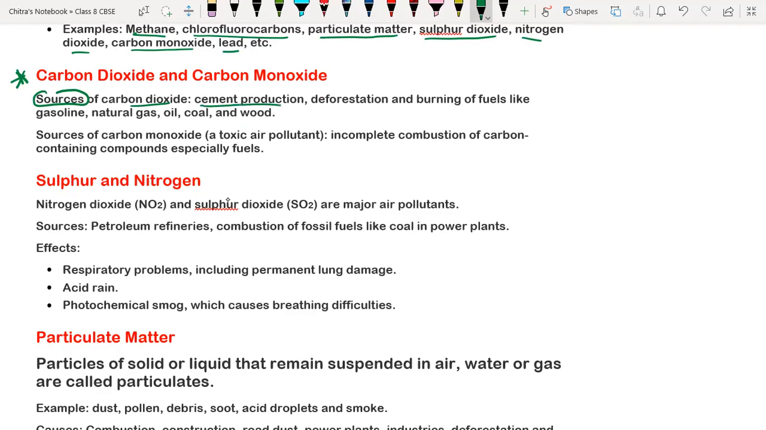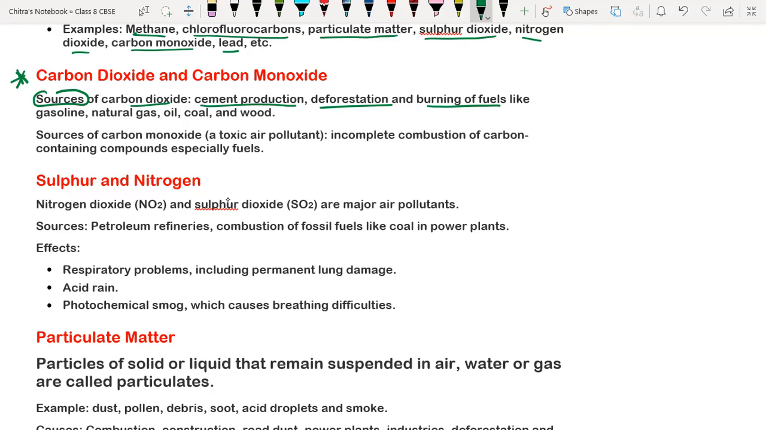So, cement production factories, deforestation. Sir, how can cement production or deforestation be a source of carbon dioxide? Okay, see, in cement production, gypsum is used, which is treated at a very high temperature, and the crusher, the powder form of the stone, is used there. In order to heat them at a high temperature, furnaces are used. They release carbon dioxide.